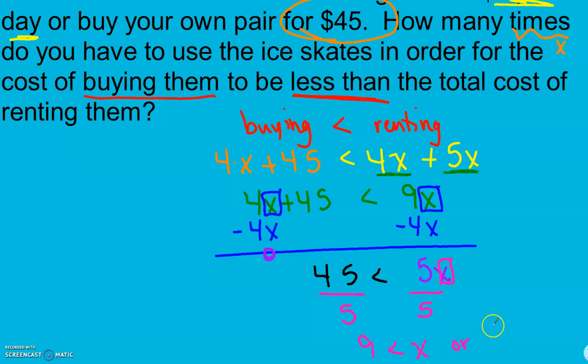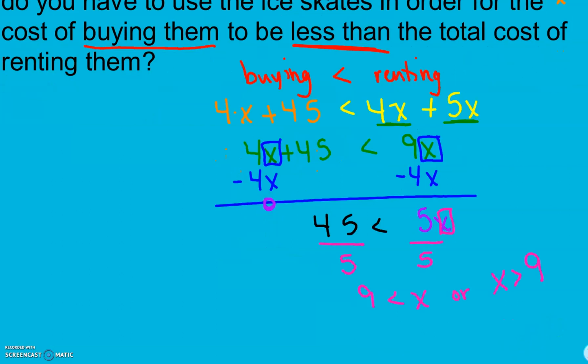We can rewrite that. The alligator right now is eating the x. We want to keep it eating the x. So x is greater than 9. So we have to go more than 9 times. So at least 10 times in order for buying them to be more cost efficient.